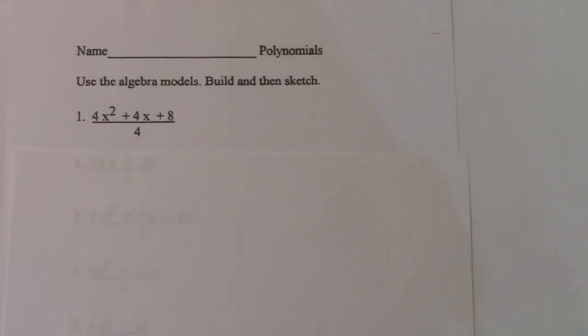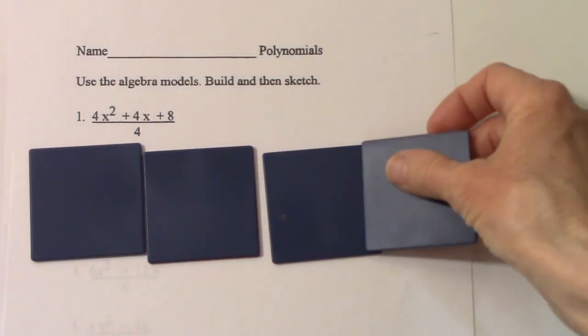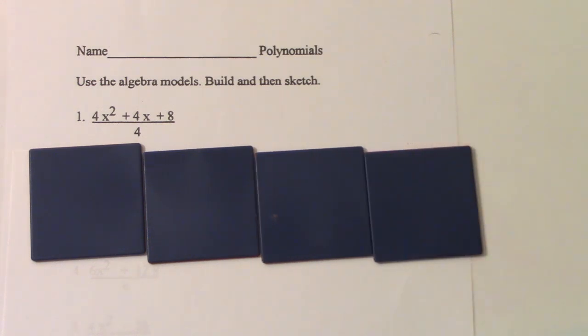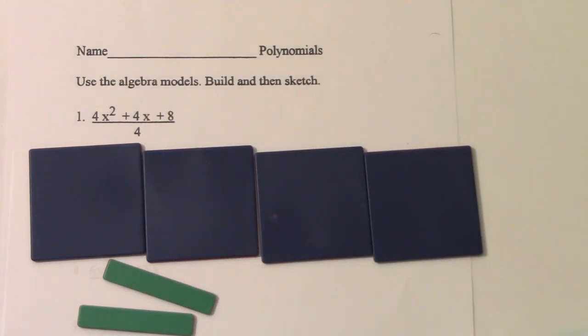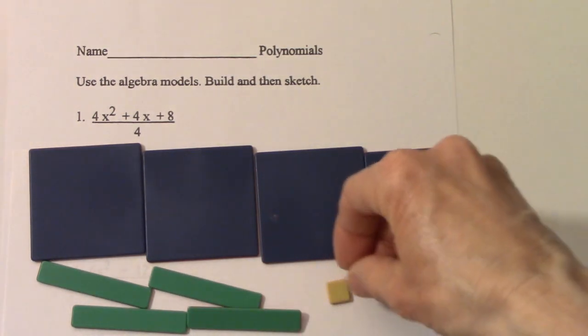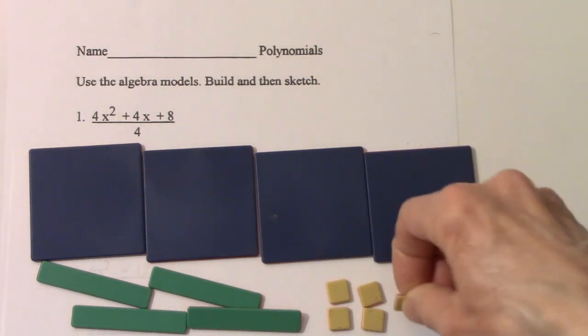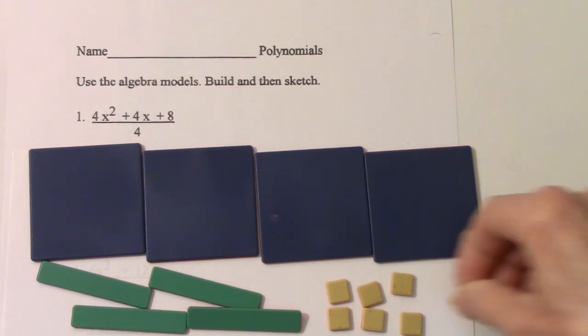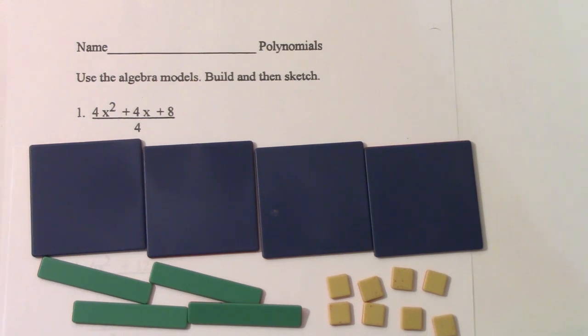Okay, let's consider this example where we have 4x squared plus 4x plus 8, and we're going to divide it by 4. So if we build it, we'll have 4 of the x squared models, 4x, and then 8 of the units, or the ones. So now it asks us to divide this into 4 groups.